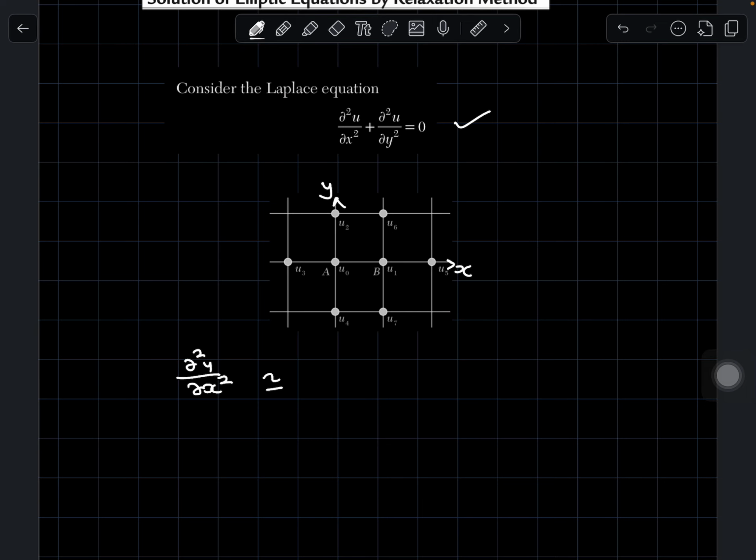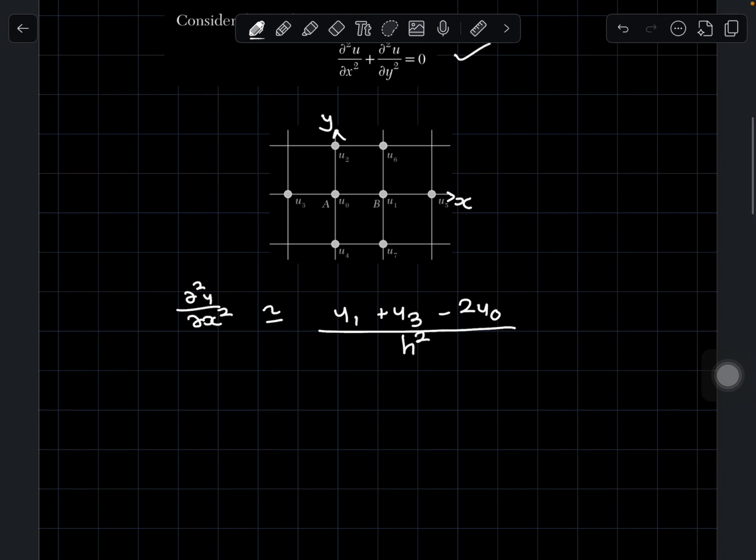Since it is on the x-axis, we're going to concentrate on the points which are on the x-axis. From u naught, if you move one step going to the right, you're going to get u1. And then you move one step going to the left, you get u3. Then you go back to minus 2 u naught. You divide all of that by h squared, because we're saying that that is the length of our mesh. Then we do the same thing for the second partial derivative of u with respect to y.